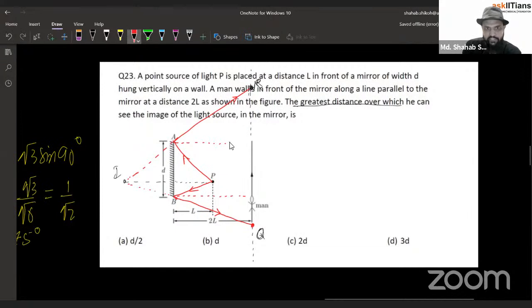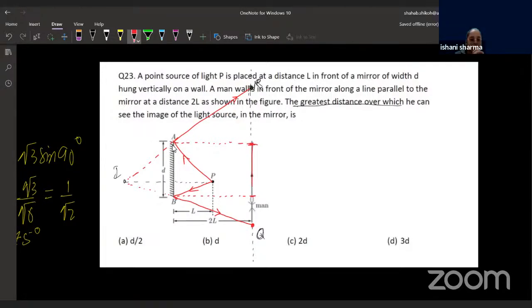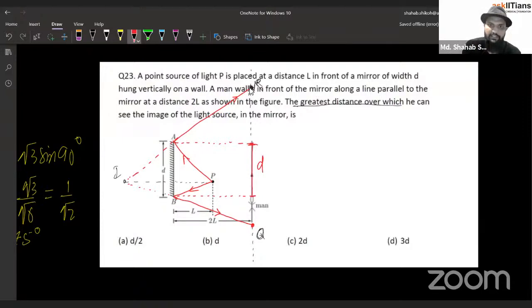Now geometry, listen to me carefully. This distance is already given in the question. How much is this? D. Yes. We need to find this distance, and we need to find this distance. We have to use a little bit of geometry. It's easy. You guys can get it. Now I'm helping you. Just hold on. Listen to me carefully. Watch it, and I'm sure you are going to get it.